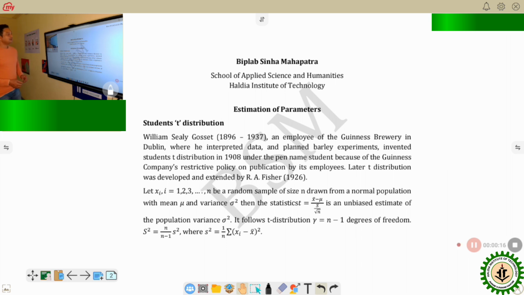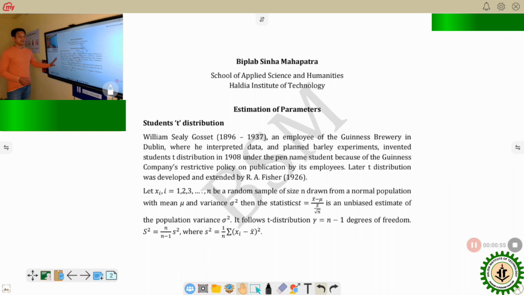So in this chapter, we have to go for the student t distribution, which is one of the most important distributions after the normal distribution. It was invented by William Sidney Gosset in 1908. He was an employee of Guinness in Dublin, and there were some restrictions on publication, meaning they had to share the amount they were getting. So in that case, he took the pen name Student to publish the distribution. The distribution name is the t distribution.